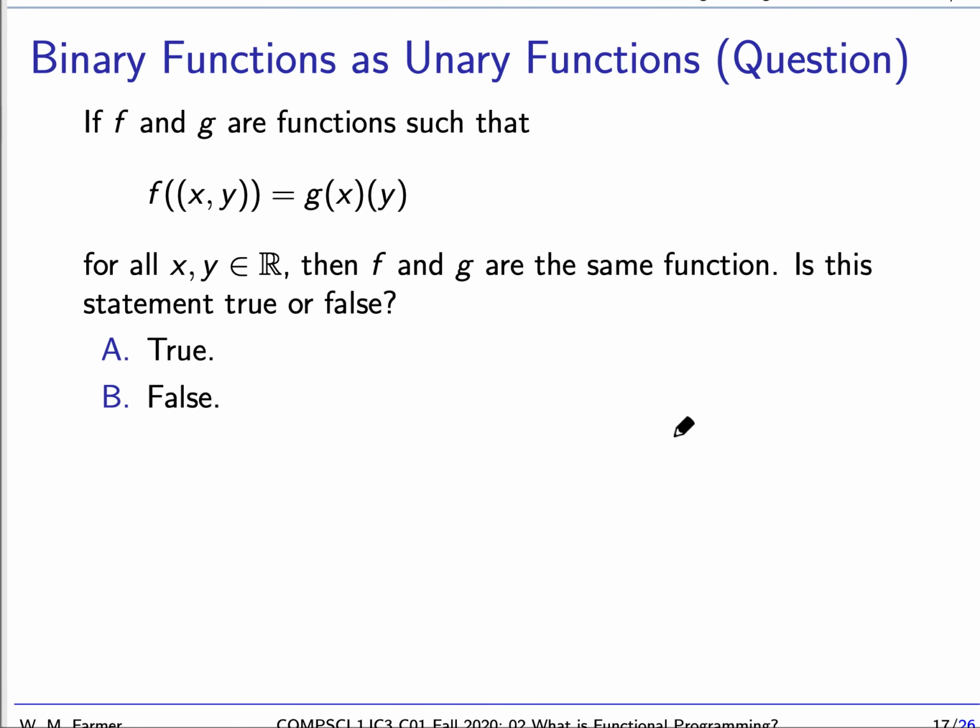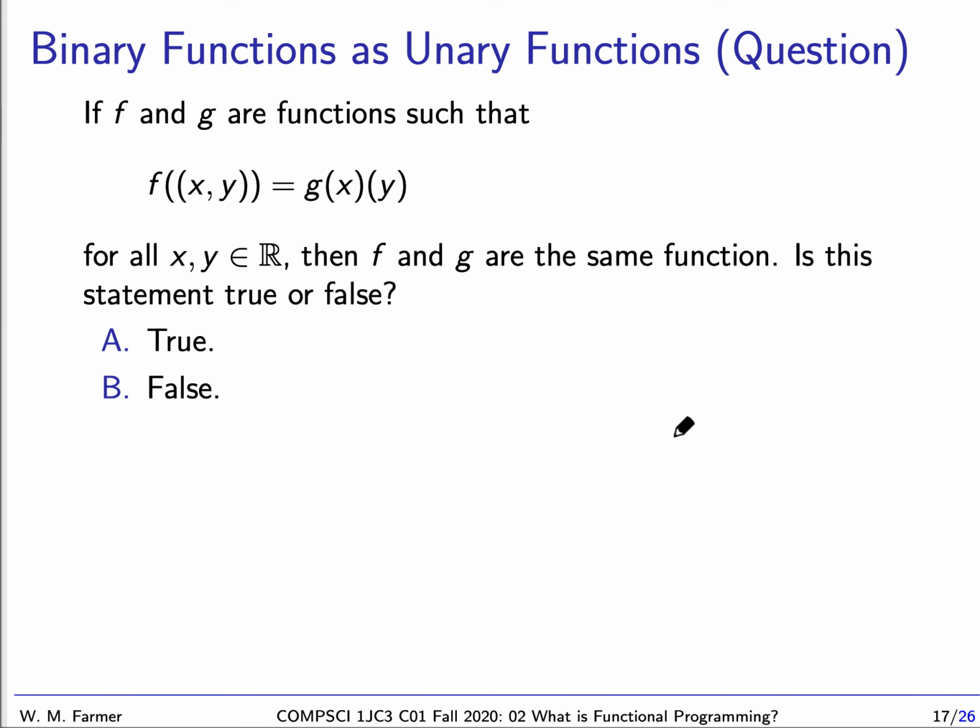Okay, so here's another question. We have two functions, f and g. What we know about f and g is that when I apply f to the tuple, the ordered pair x, y, it's the same as applying g to x and then applying that result to y. And we're thinking of x and y as being real numbers. If we look here, this is blackboard R, a normal symbol in mathematics for real numbers. So the question is, are f and g the same function? The statement I gave was that f and g are the same function. Is this statement true or false?